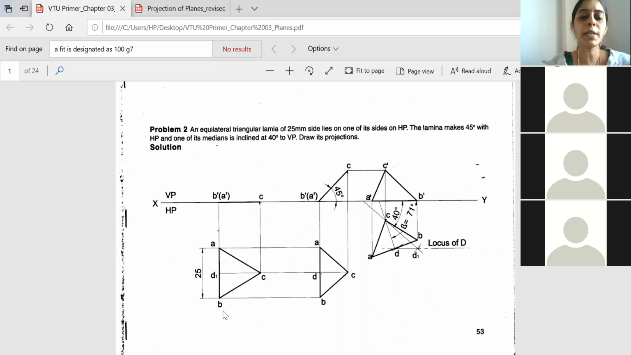From down you are viewing, B will be visible, A will not be visible. So which is not visible, you will put it in the bracket, and here C dash, it is only written C, it is actually C dash. B dash in the bracket, A dash, and this is C dash. This is the first stage which was common to the first problem also. And then what has been told, the lamina makes 45 degree with HP.